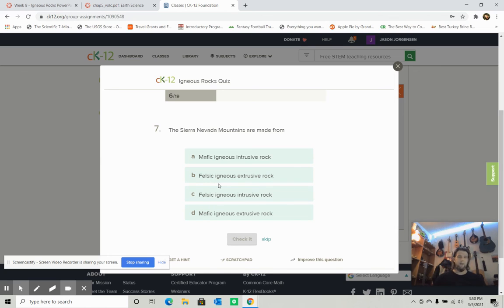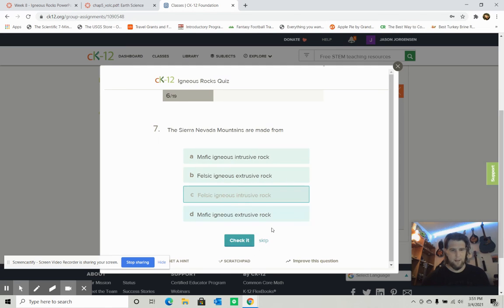But with the Sierra Nevadas, they were gigantic plutons. So these were huge, enormous, incomprehensible in size bodies of magma that were plutons that rose through the crust. So since they were plutons that cooled, Pluto is the god of the underworld. They were formed within the earth, so that would be an intrusive rock. Let's see if we're right. Holy moly, look at this. We're doing great.